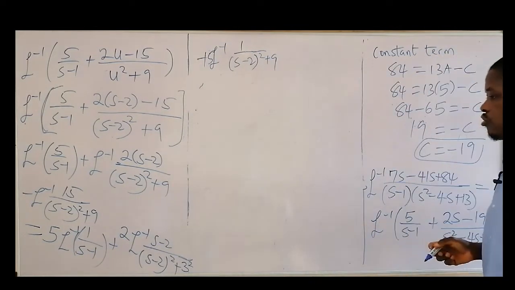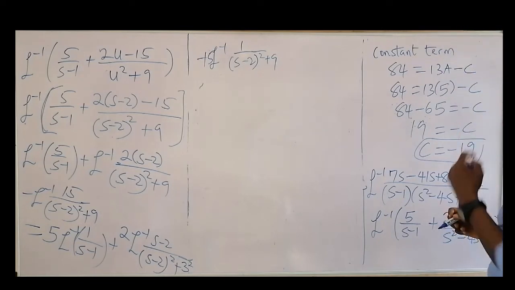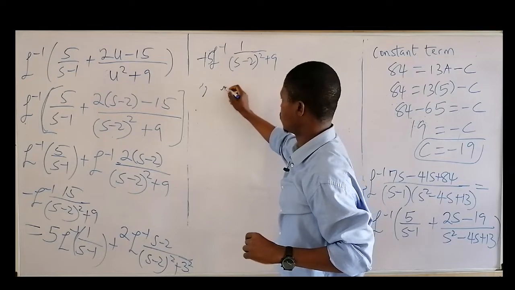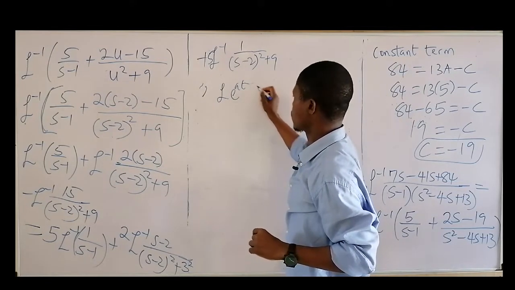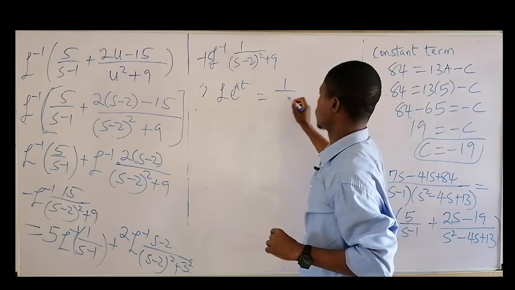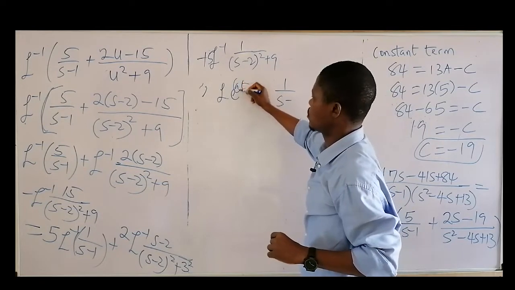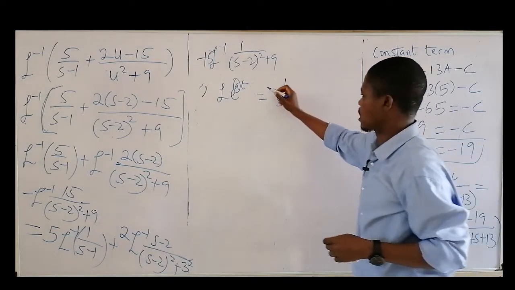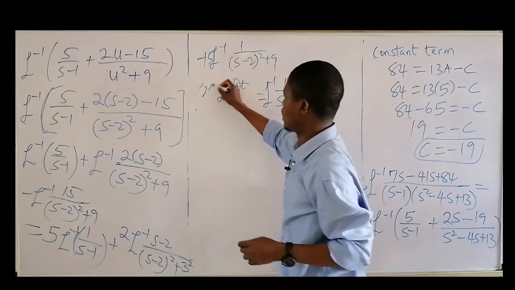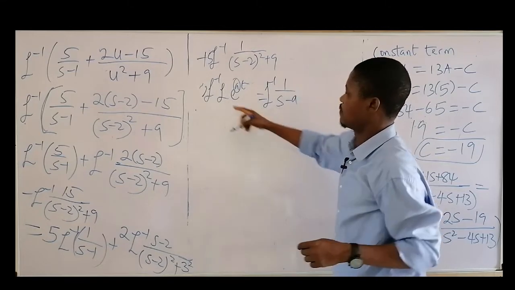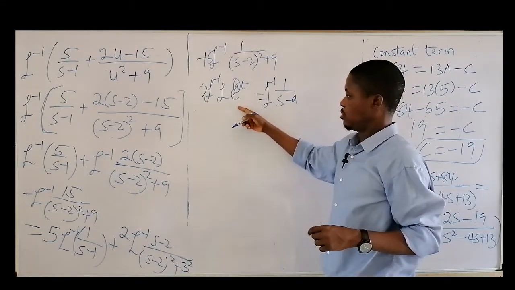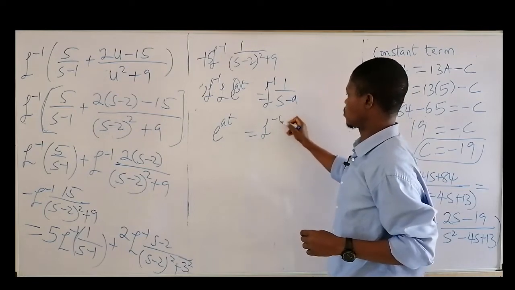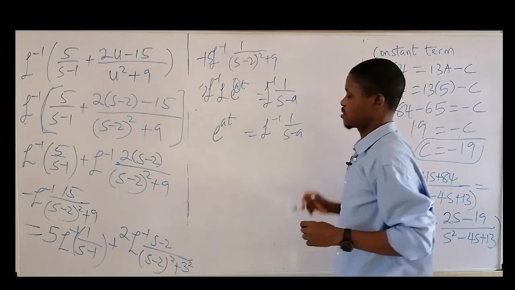So then the next thing to do, I'll just take us back to memory lane. The inverse Laplace of 1 over x minus a is equal to the exponential e to the power at. And if you take the inverse Laplace of both sides, the inverse of a Laplace function will give you the function. That's equal to the inverse of 1 over x minus a.